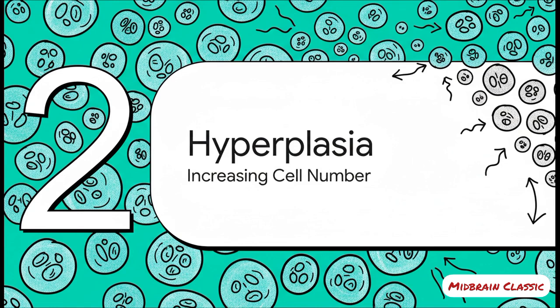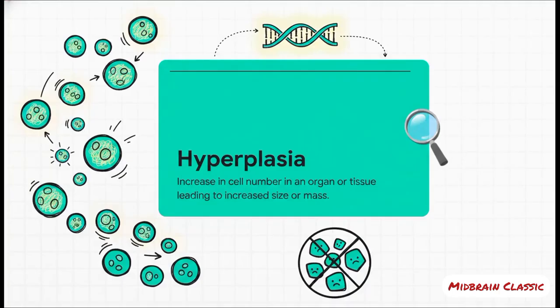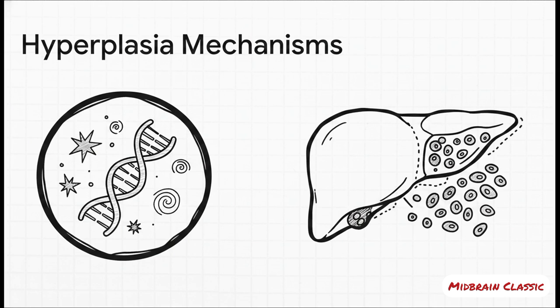Section 2. Hyperplasia, increasing cell number. Let's see how this builds into our first specific category. So the textbook definition of hyperplasia is an increase in the actual number of cells in an organ or tissue. And naturally, that directly leads to an increased overall size or mass of that tissue. But here is the absolutely crucial operational rule to remember. This specific adaptation can only take place in cells that are actually capable of synthesizing DNA. If a cell can't divide, well, it simply cannot undergo hyperplasia. No way around it.